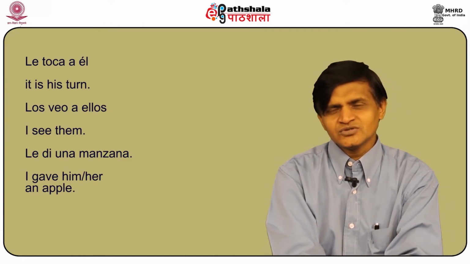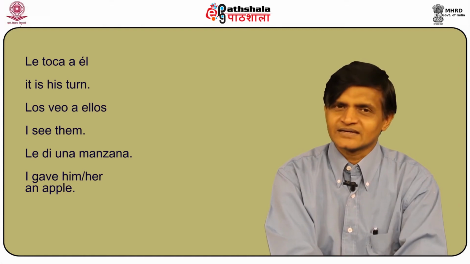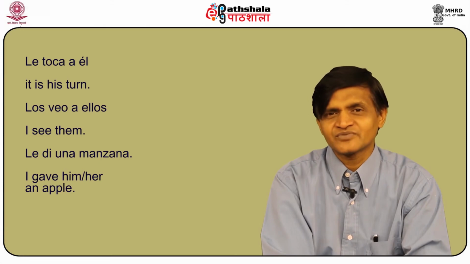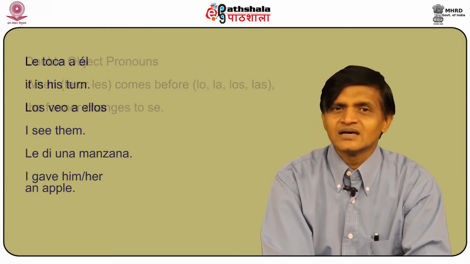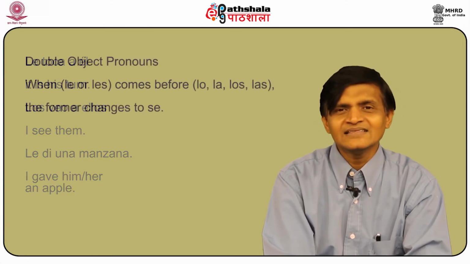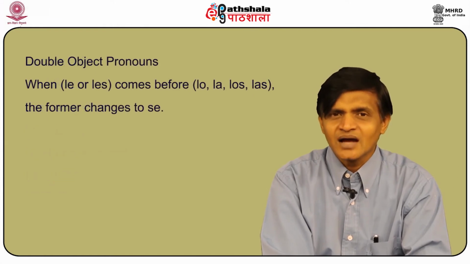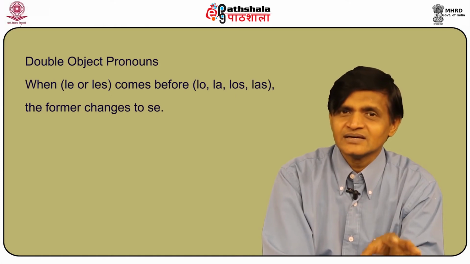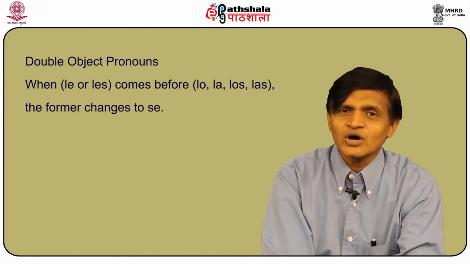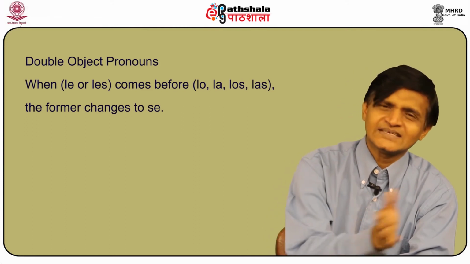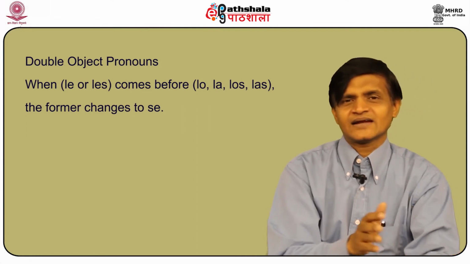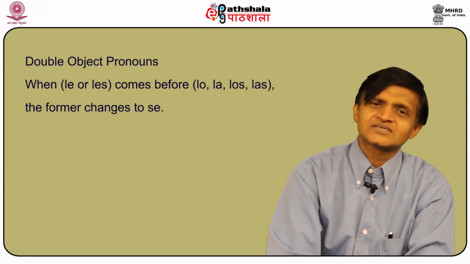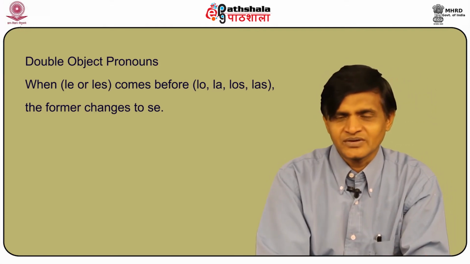Now let us move on to a slightly complicated thing. What happens when there is a double object pronoun in a sentence? When the direct object and the indirect object pronouns come together in Spanish, and this can happen very frequently, then the indirect object pronoun always precedes the direct object pronoun. So the IOP always comes before the DOP.